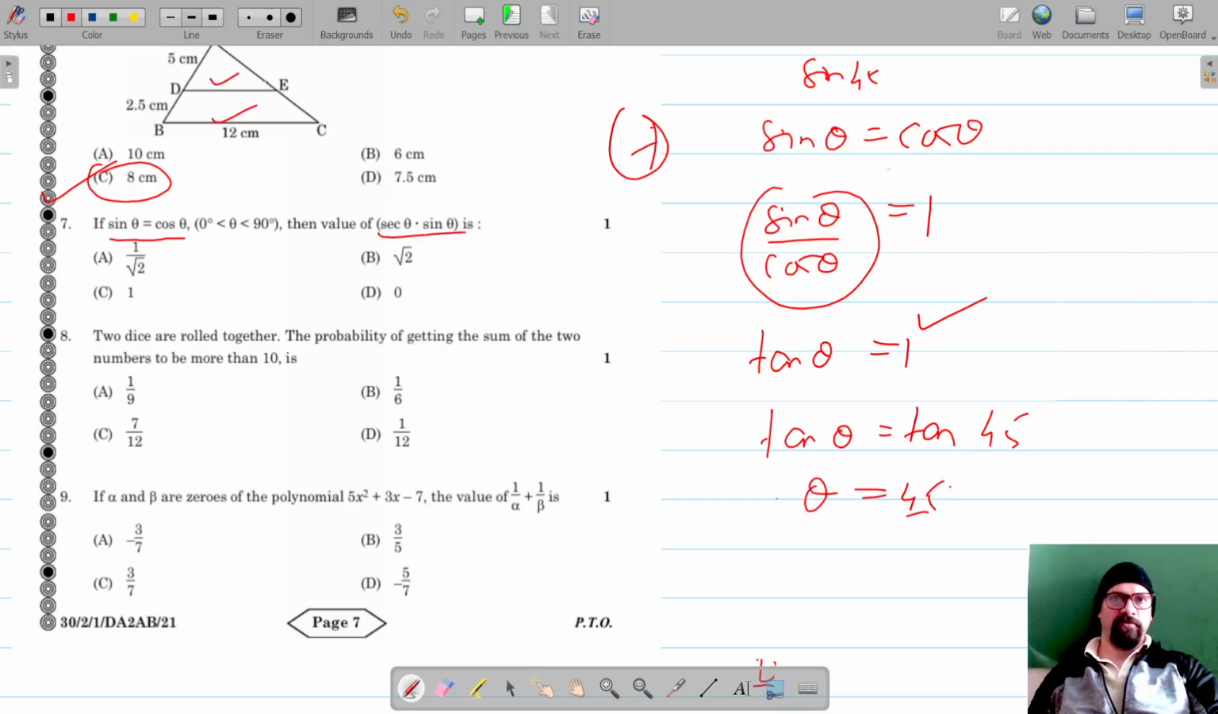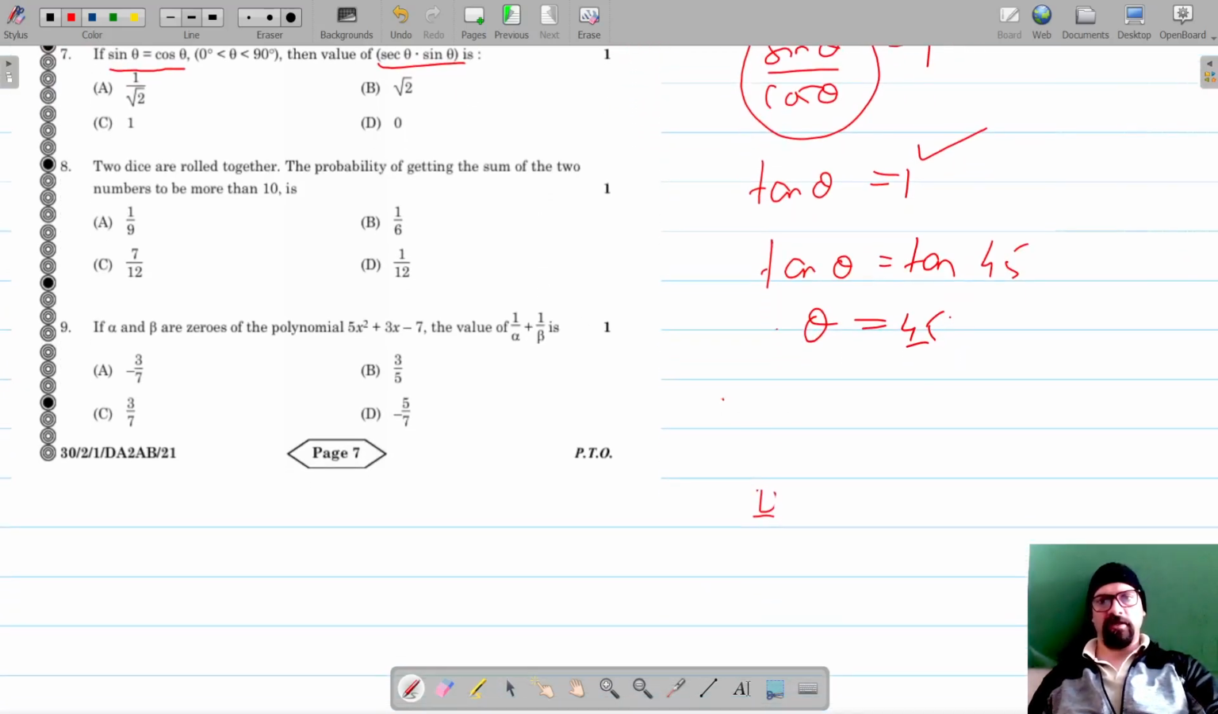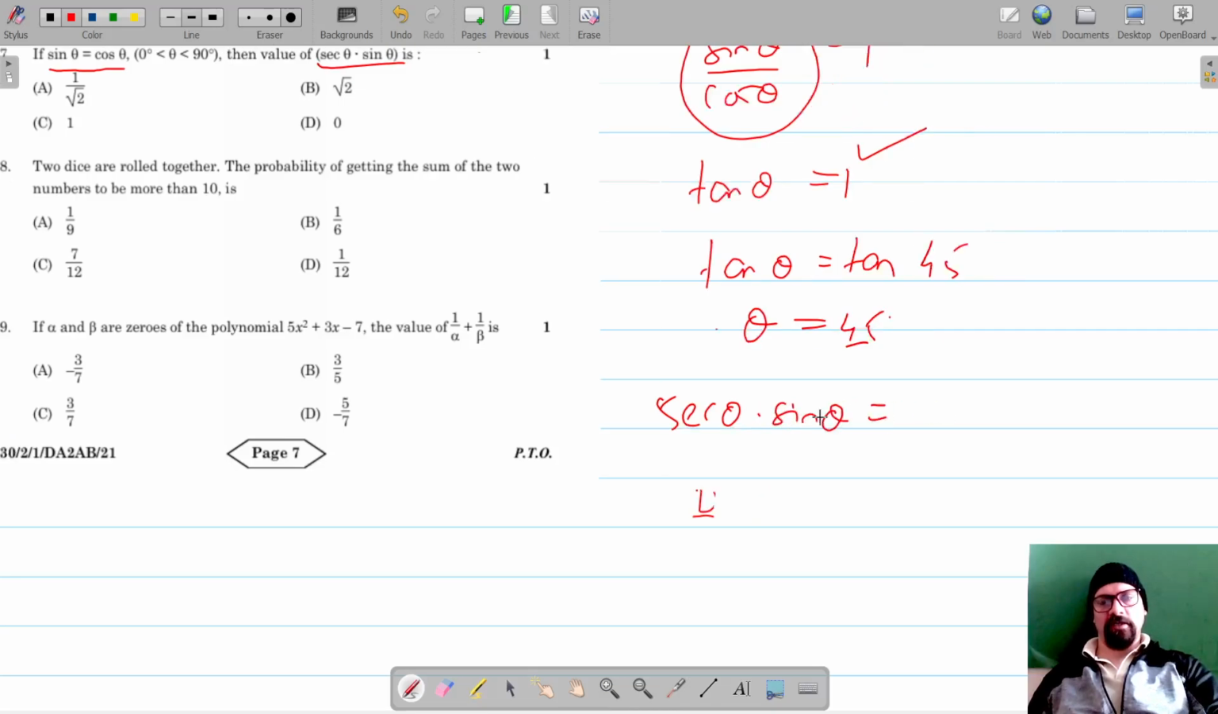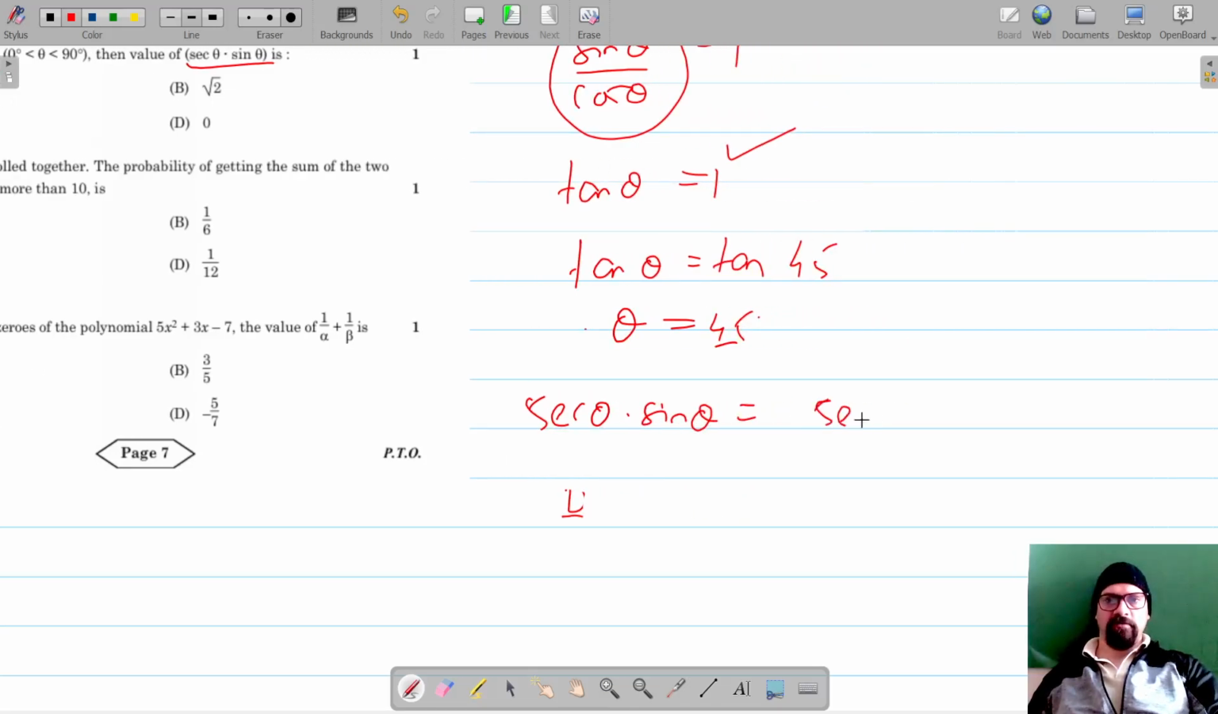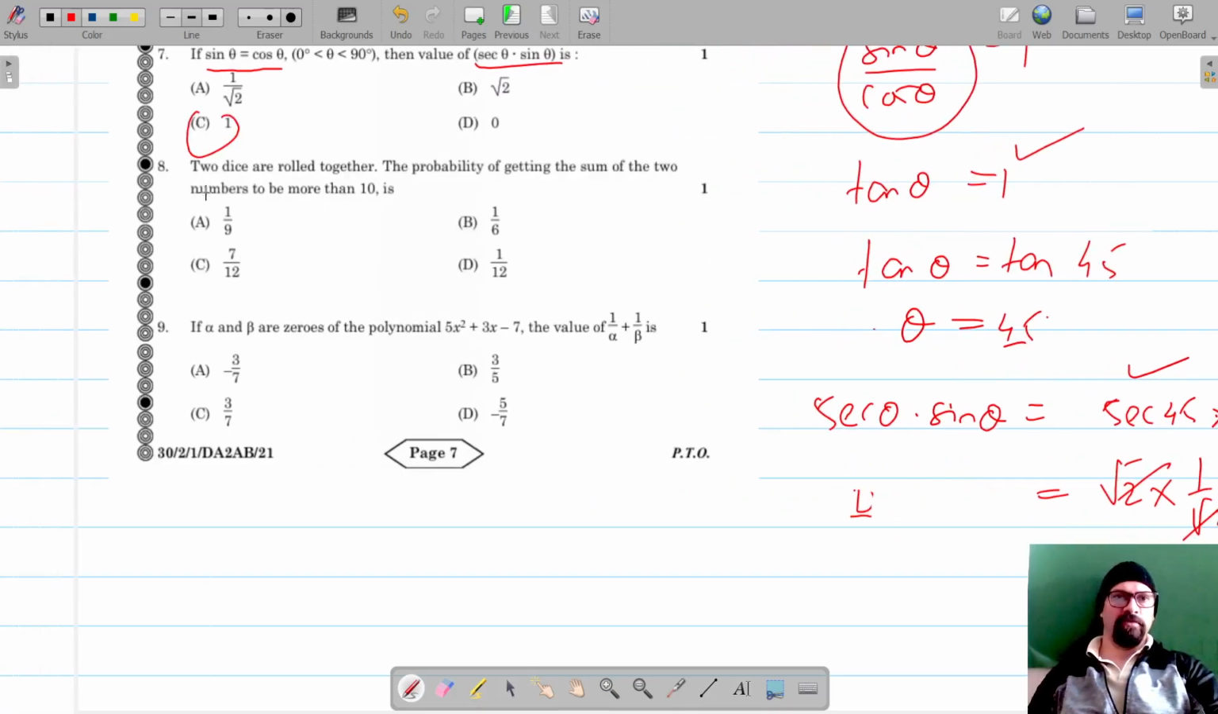Now, if theta is 45 degrees, we have to calculate secant theta into sine theta. Theta is 45 degrees, so secant 45 degrees into sine 45 degrees. Now secant 45 is the reciprocal of cos 45, which is root 2. Sine 45 is 1 by root 2. And the answer for this is 1, which is option C.